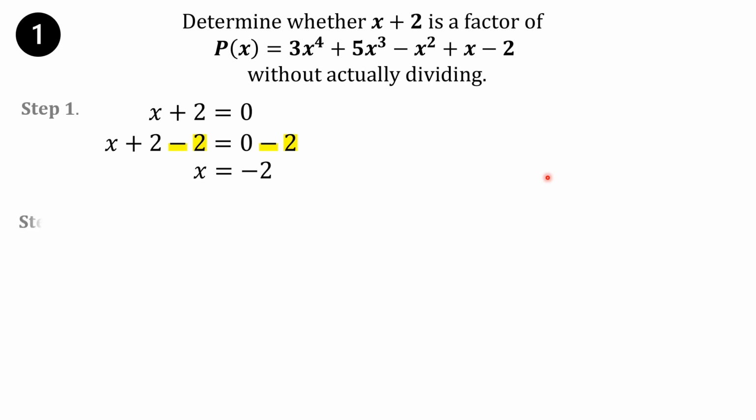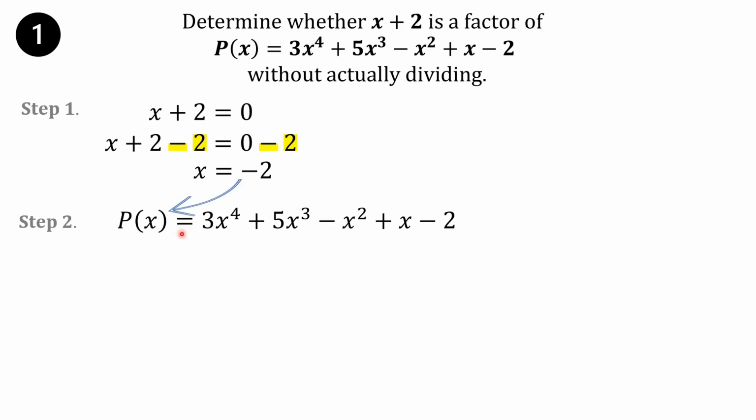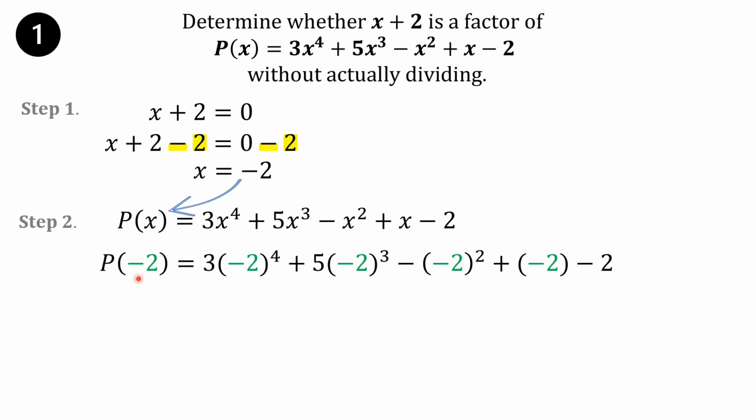Step 2, copying the polynomial p of x, which is the dividend, applying the remainder theorem, substituting negative 2 to x. That is, p of negative 2 equals 3 times negative 2 raised to 4 plus 5 times negative 2 cubed minus negative 2 squared plus negative 2 minus 2.